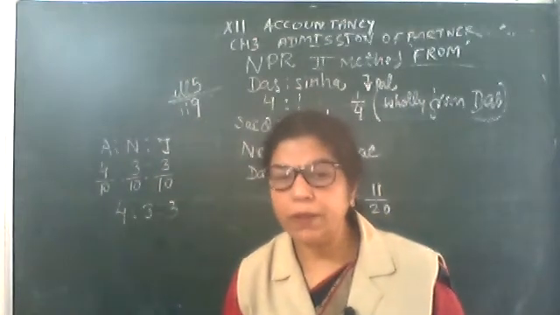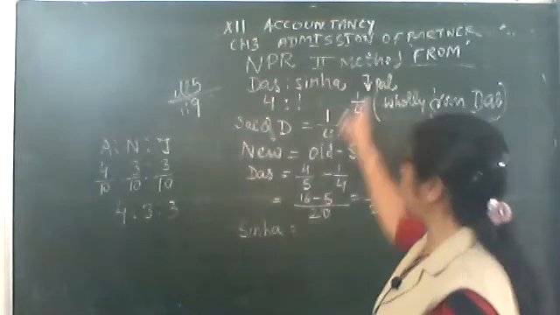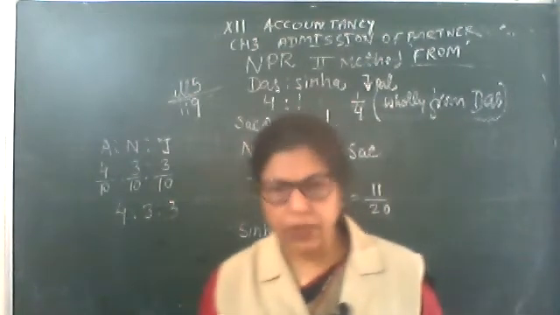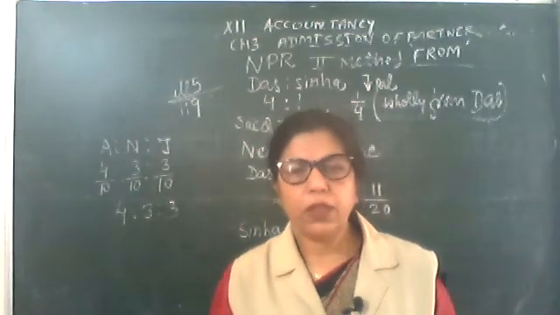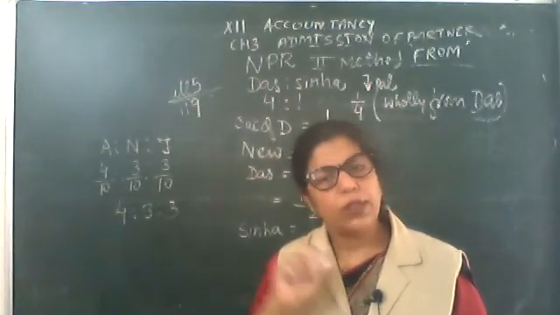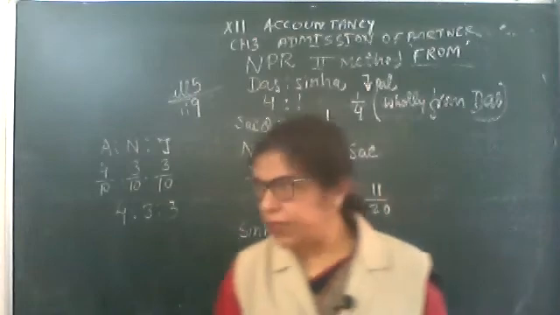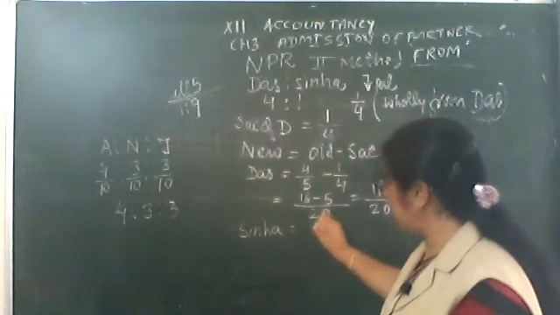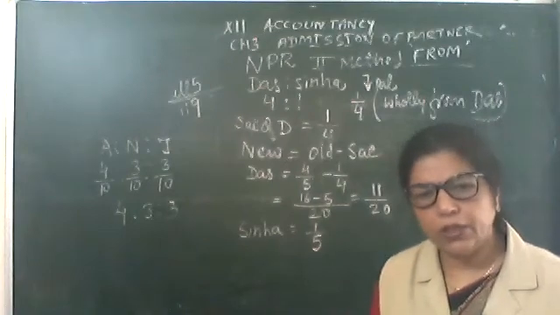Now we calculate the next partner's share. Who is the next partner? Sina. Just now I told you Sina is not sacrificing. There are various conditions of calculating NPR. This is the second condition where this partner Sina is not sacrificing anything. So the old ratio and new ratio will be the same. Sina's old share is 1 by 5. Here also he will take 1 by 5 only. Got it? Children, you got it?